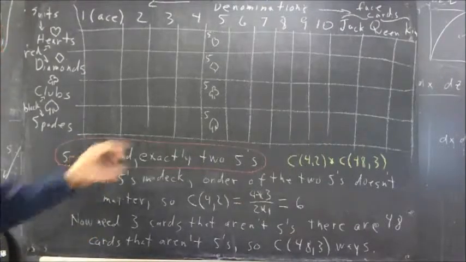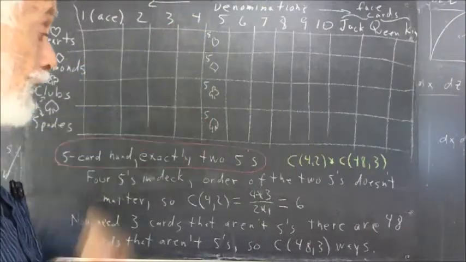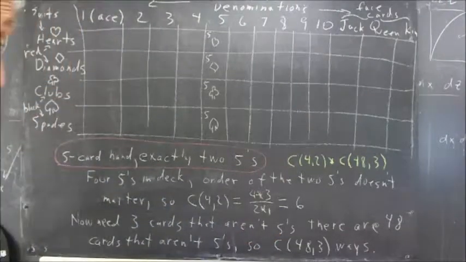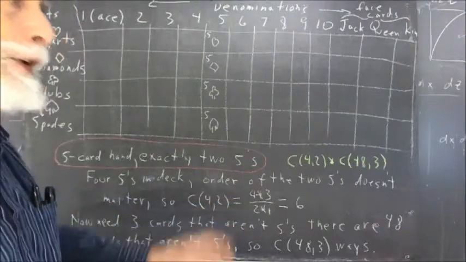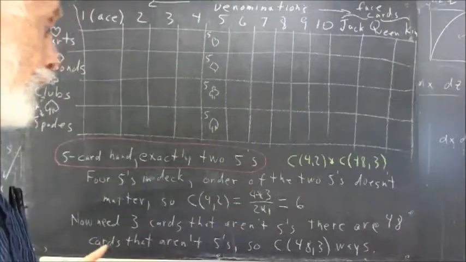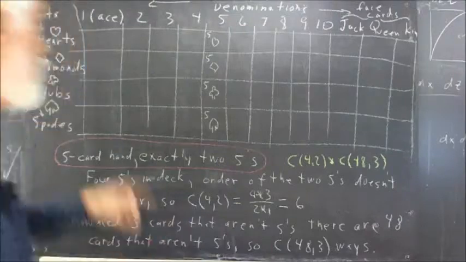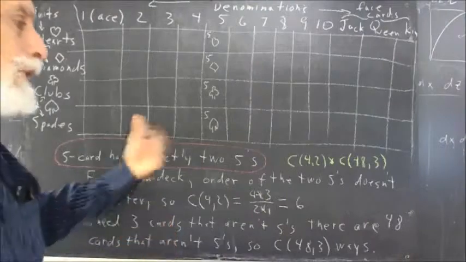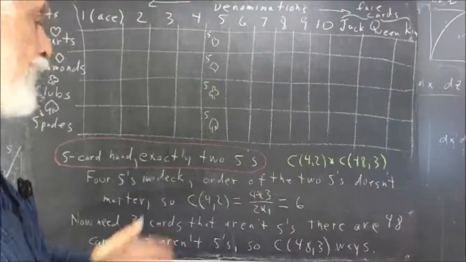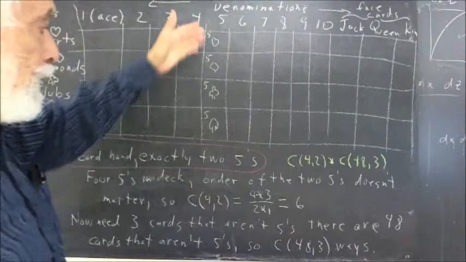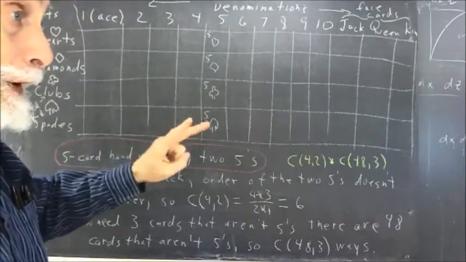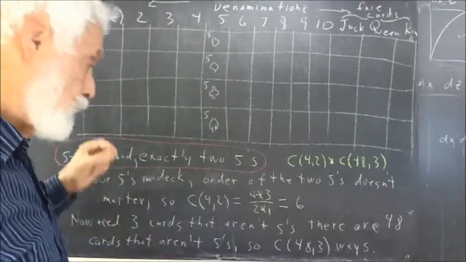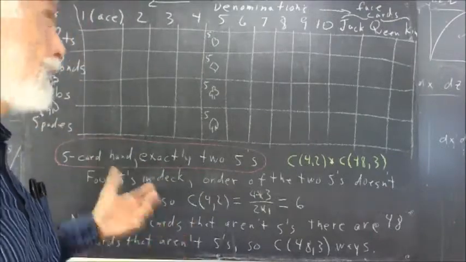Okay, having chosen 2 out of the 4 5s, we now need 3 cards that are not 5s. Now we've chosen 2 cards. There's still 50 cards left in the deck, but in order to get exactly 2 5s, we can't choose one of the 2 5s that remain. So again, having chosen 2 of the 5s, there are still 50 cards left, but 2 of those 50 cards are still also 5s, and we can't choose them. There are only 48 cards that aren't 5s that are left in the deck.